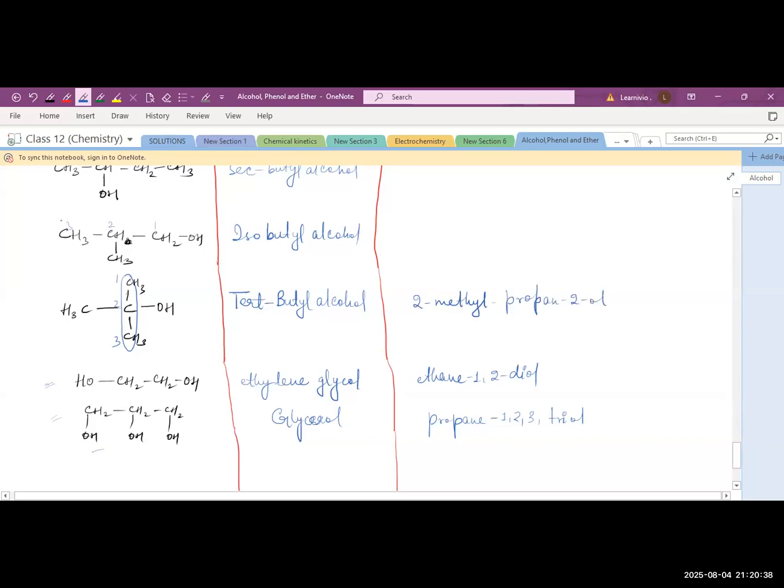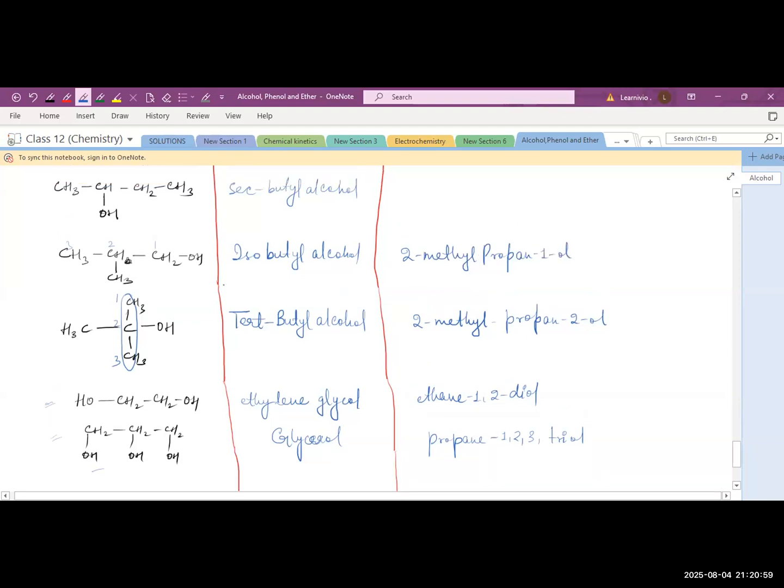And this one? This one is 1, 2. So it is 2 propyl. No, 2 methyl. Yeah, 2 methylpropan-1-ol. Yeah, very good.